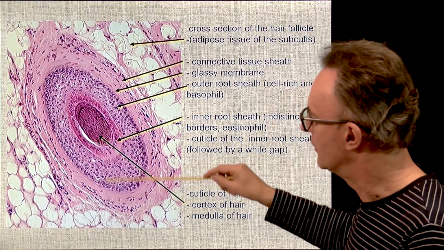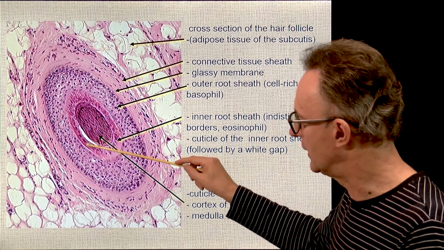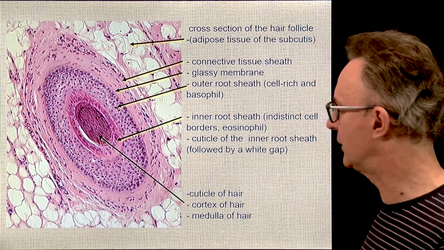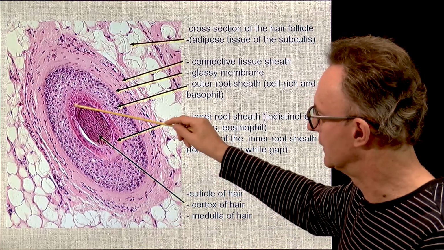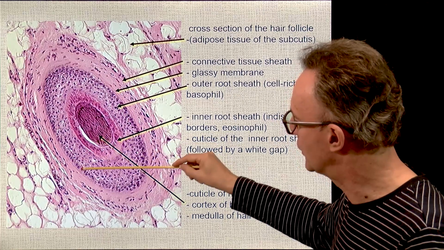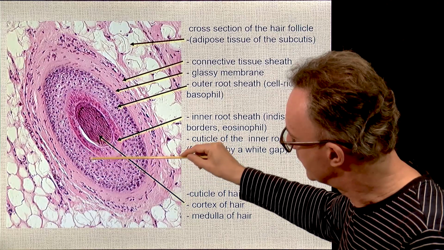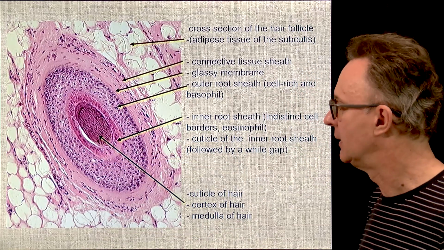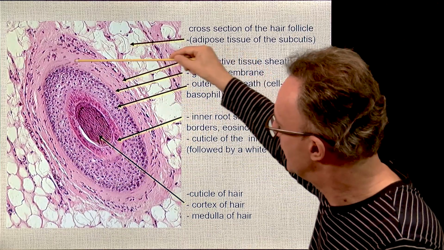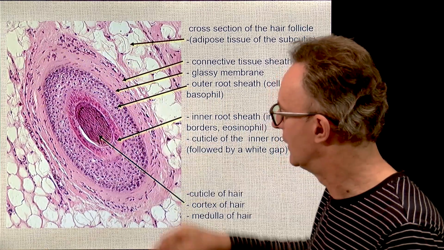In general, the more intense pink is the inner root sheath. You don't need to distinguish the outer Henle, the second Huxley, and the innermost cuticle of the inner root sheath. Just inner root sheath, it's enough to say for the intense pink. Then the rest will be the outer root sheath with the basal layer and the polygonal layer originally from the surface. Then the glassy membrane, which is the basement membrane, and then we have the connective tissue sheet around.